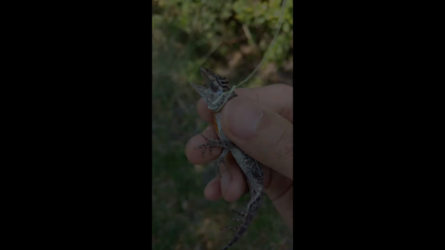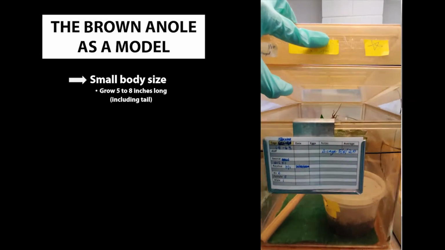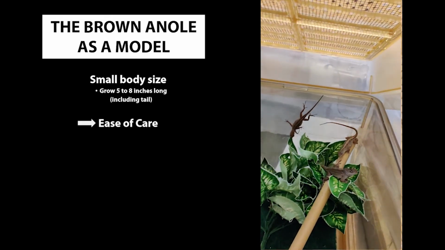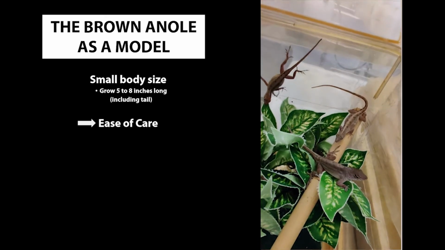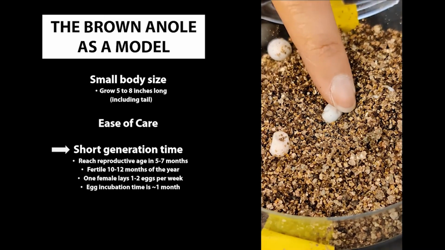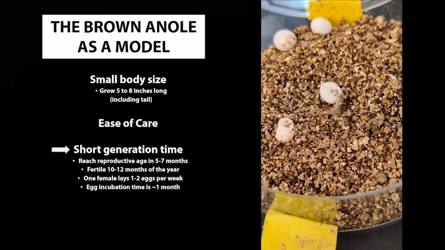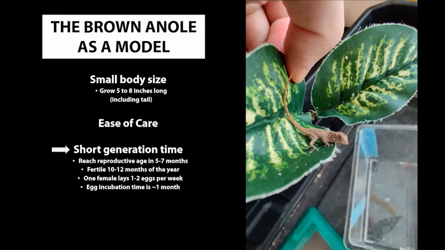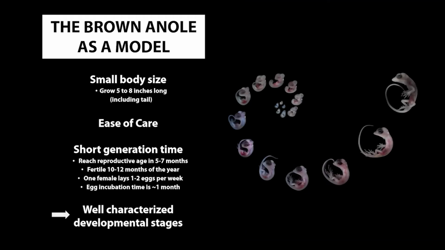Wrangling lizards is a lot of fun, but there are other reasons why they make a great developmental and genetic model. First, the brown anole is small, and not surprising given that they are an invasive species. They're easy to raise and they thrive in the lab. Lizards are fertile most months of the year, and one female can lay 1 to 2 eggs a week. Eggs take only about a month to incubate before hatching. And the many embryonic stages of the brown anole have been well described by different researchers.